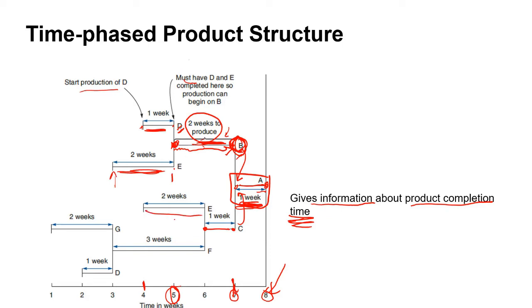This is the time phase product structure that you can understand. It will start from the beginning of week 1, and of course it actually requires 7 weeks. 1, 2, 3, 4, 5, 6, 7. The total lead time is 7 weeks, right? Questions? Any questions?